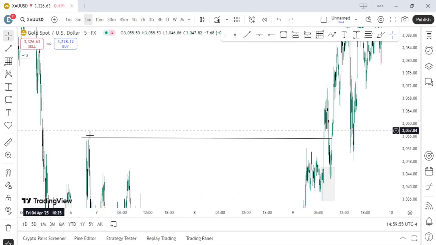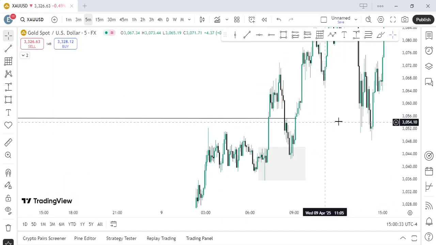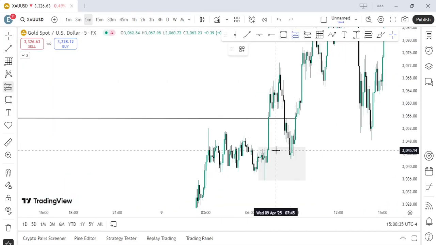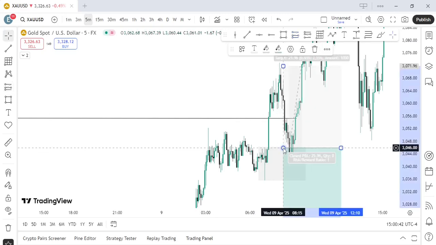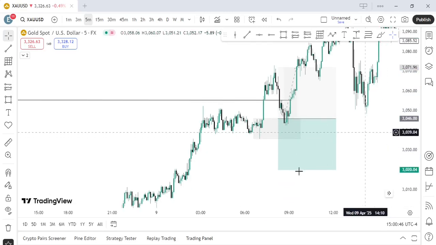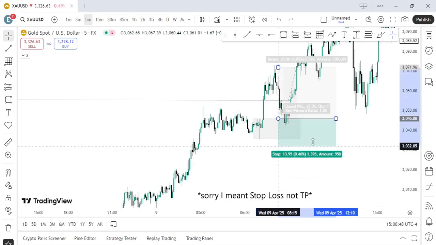So I simply set my trade setup right here. So this is where I entered. I think I entered around 34.6, right? So I set my TP just right here.